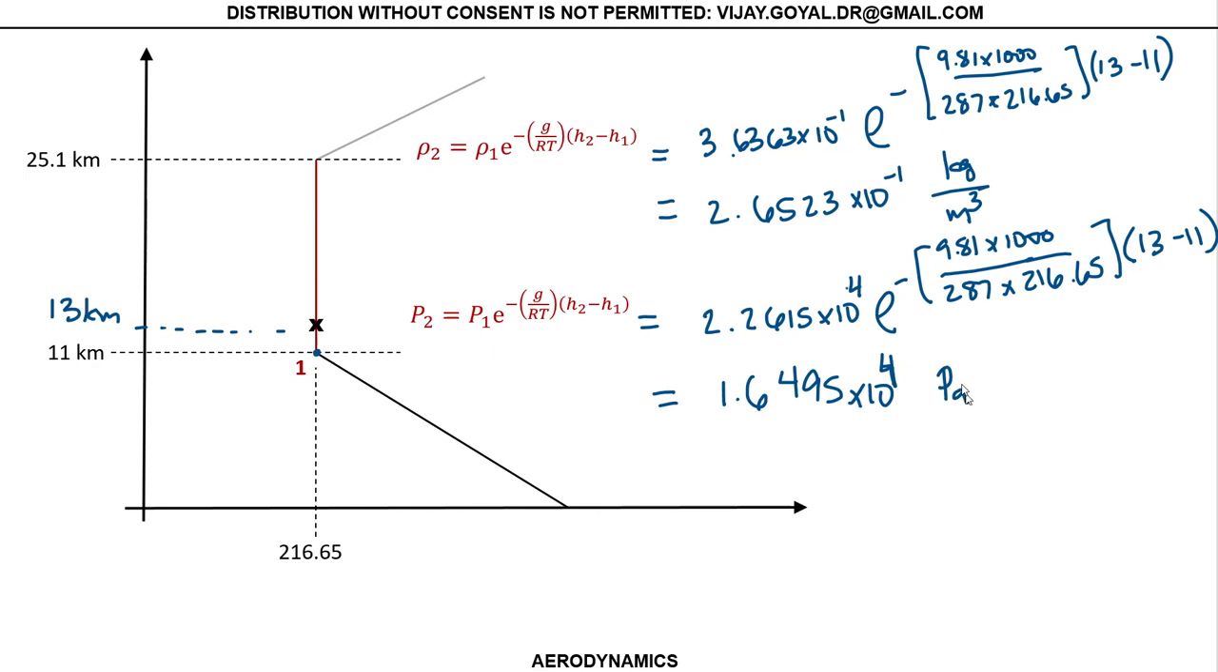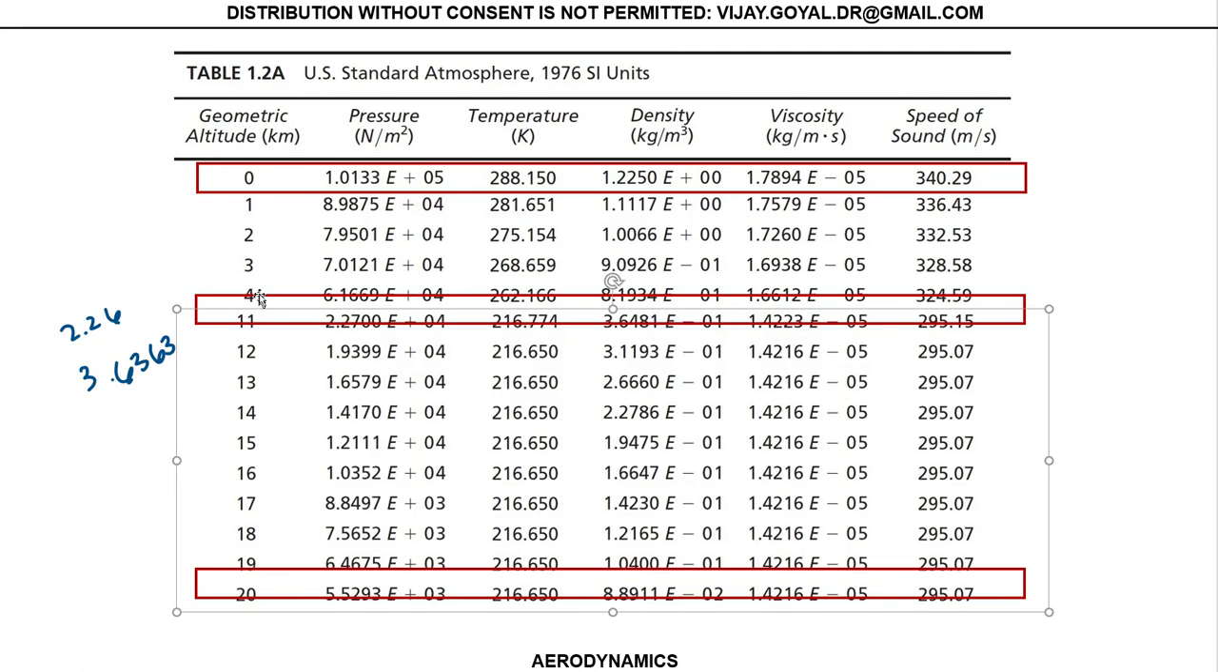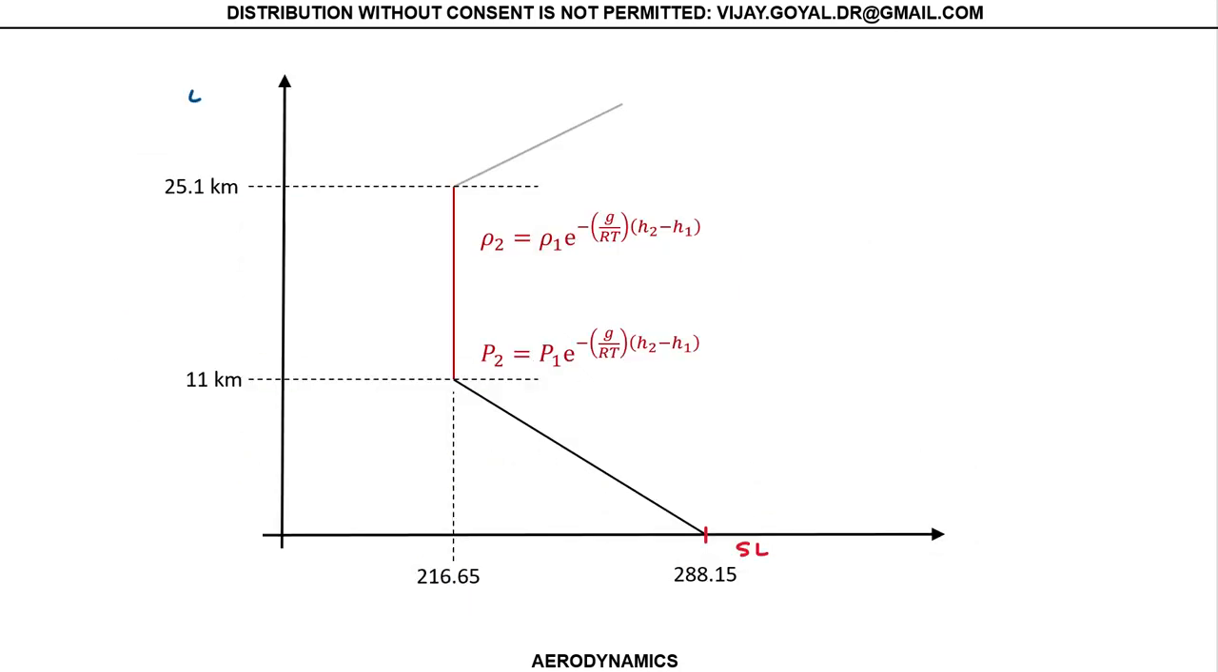Okay, so if you go to the table, it's a good comparison. I'll just check what happens in the table. At 13, you can see that I got 1.6495, and for density, I got 2.6523. So we are very close to each other. It's a good checker. Sometimes we are close, sometimes we are not.